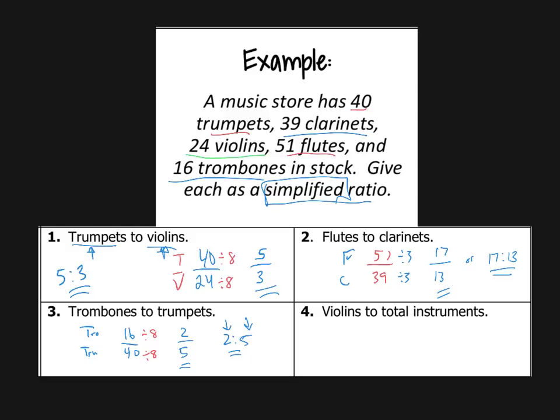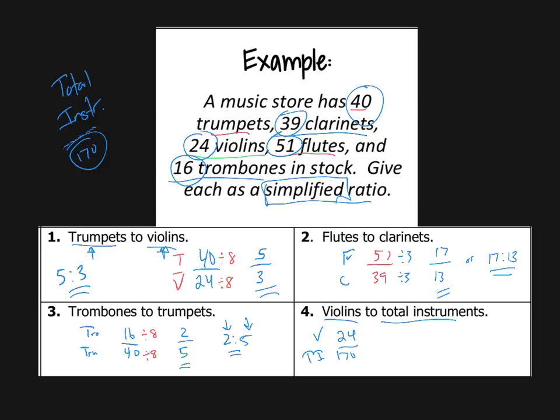It's irrelevant. And then the last one is violins to total instruments. So for total instruments, first we have to add up all of the values we have here. And what do you get? Press pause, take a moment and add it up yourself. Waiting. I get 170 instruments total. So violins, there are 24 violins. Total instruments, 170. Okay, and now let's reduce that down.